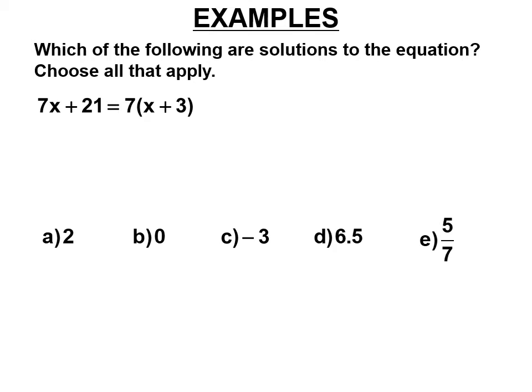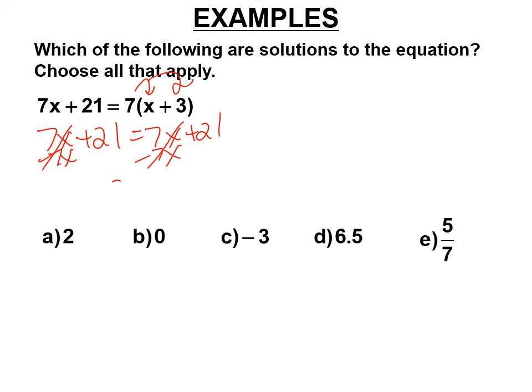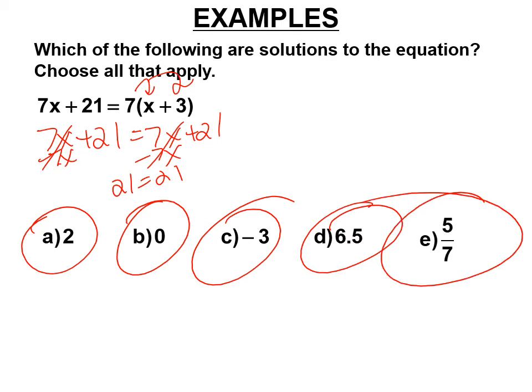All right, so which of the following are solutions to the equation? Choose all that apply. All right, let's see what happens. Let's try to solve this. So we have 7x plus 21 equals 7x plus 21. Oh, we have an identity. And so when we try to solve this, we're going to get infinite solutions. So what does that mean? It means all of those will make it true. That's the point here. You would circle all of them. Any number you put in this equation will make it true.